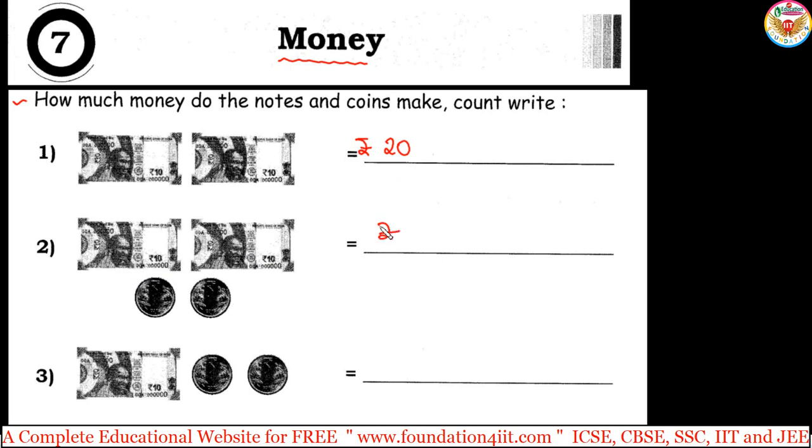So rupees 22. Next, 10, 1, 1 coin. There are 2 coins of 1 rupee and 10 rupees. 10 plus 1 plus 1, so 11, 12. Give them various examples with different notes, even higher notes you can give, and test them on counting the coins as well as this money.